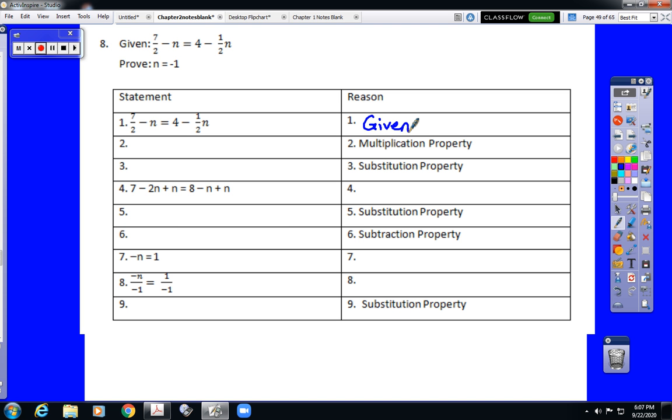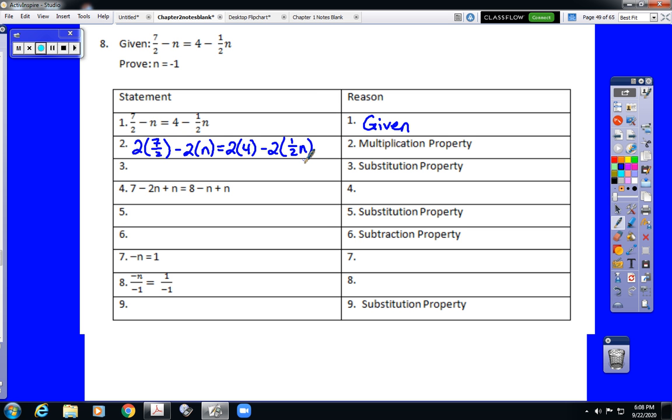In step 2, they're asking us to multiply both sides of the equation by something. Now, in reality, we're not multiplying both sides by something. We're multiplying every single term by something in order to clear the fraction. You'll notice that we have two fractions in this equation, 7/2 and 1/2, both of which have a denominator of 2. So what we do in step 2 is we're multiplying everything in the entire equation by 2. So we're doing 2 times 7/2 minus 2 times n equals 2 times 4 minus 2 times 1/2 n.